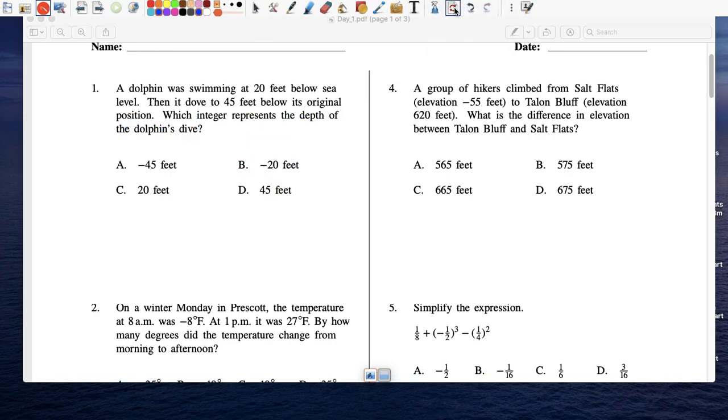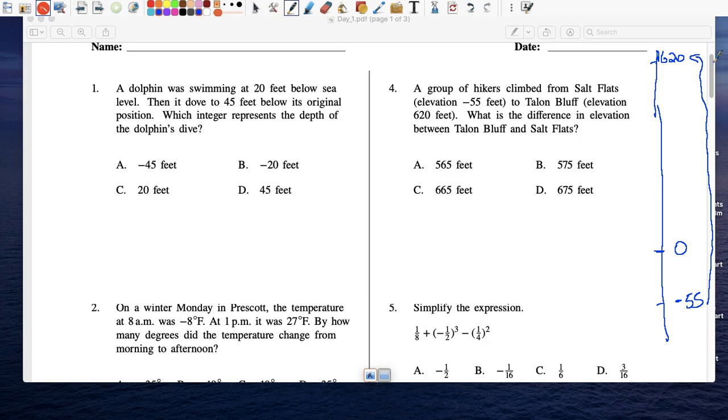Okay, so 4, a group of hikers from Salt Flats, elevation negative 55. Let me draw this. Let me make that 0. Currently, the hikers are at negative 55, and they're going to go all the way up to 620, and I'll make this 620 way up here. So you're climbing from negative 55 all the way up to 620.